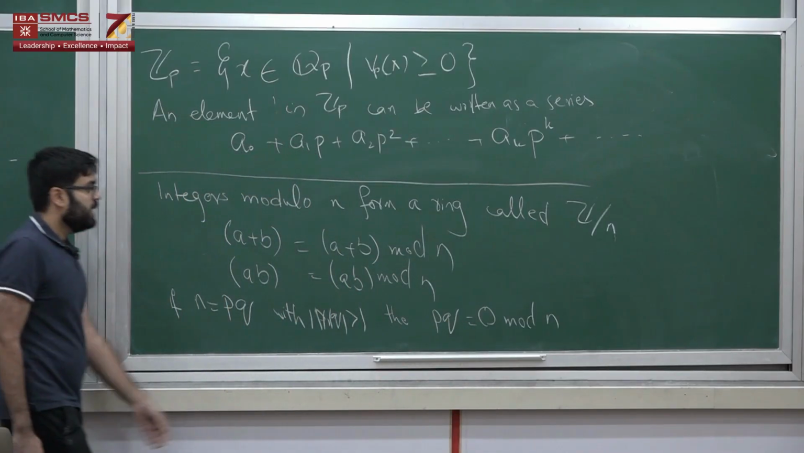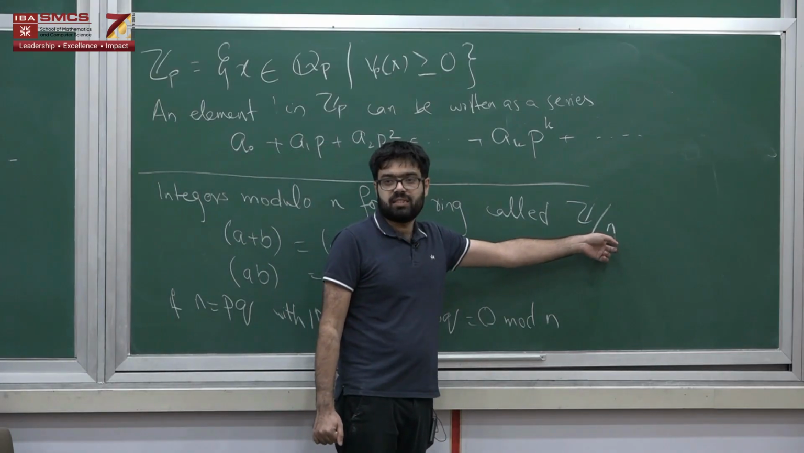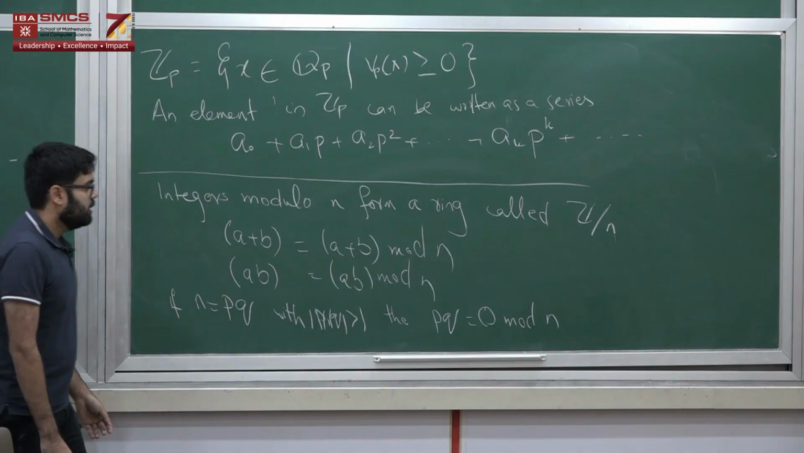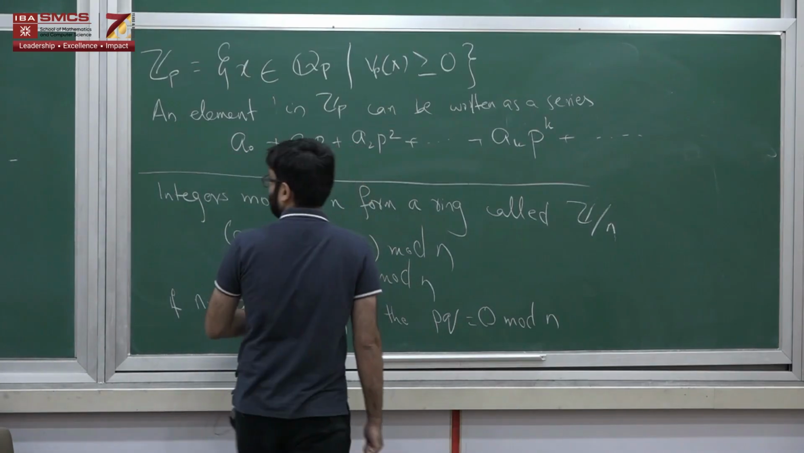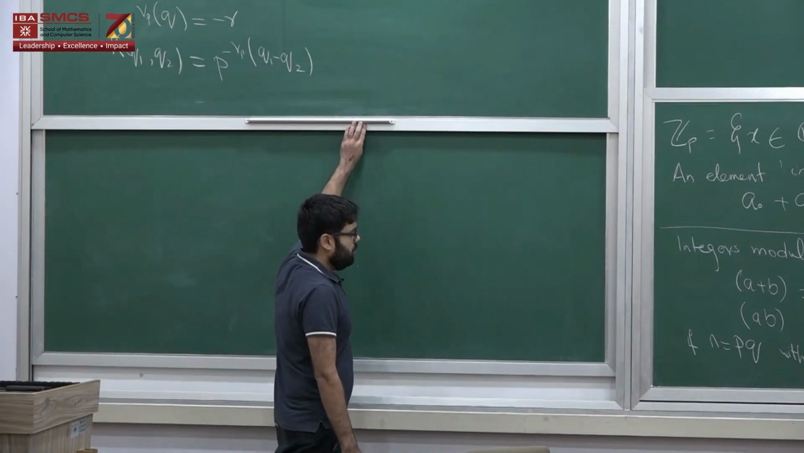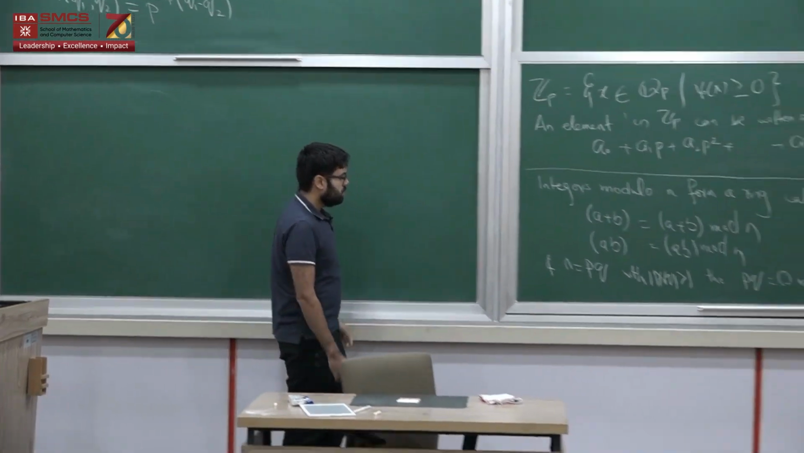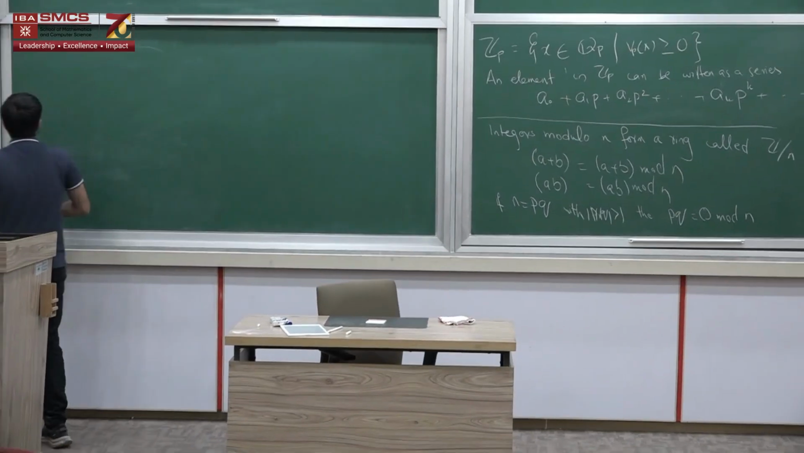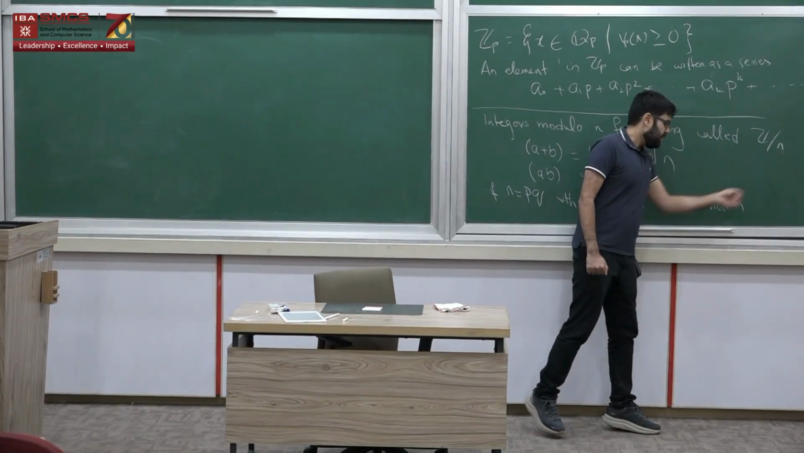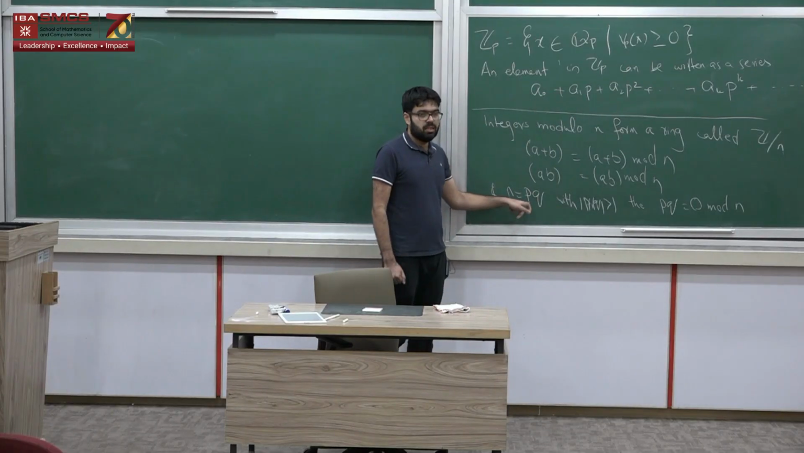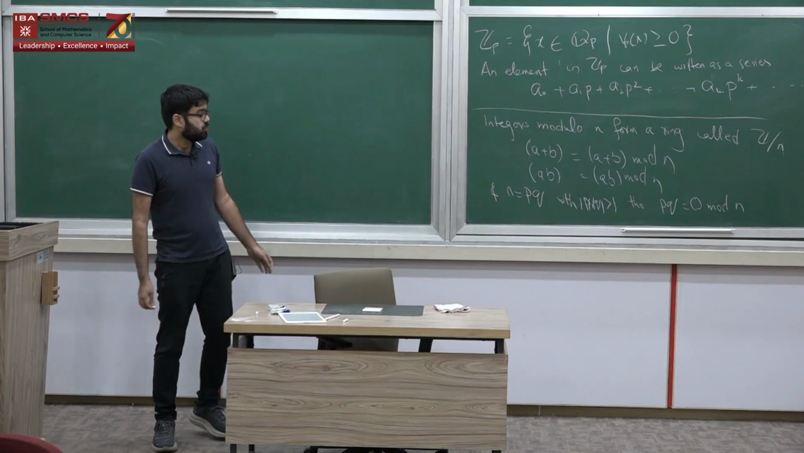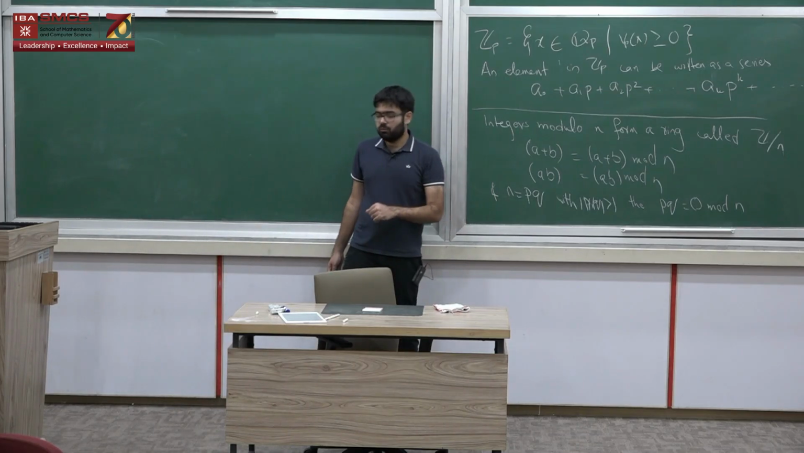So things are simplest for the case when n is a prime. In the case where n is a prime, I cannot have this problem because p is a prime. So it cannot be written as the product of two numbers whose absolute value is bigger than 1.